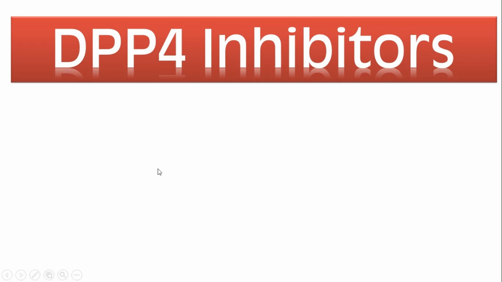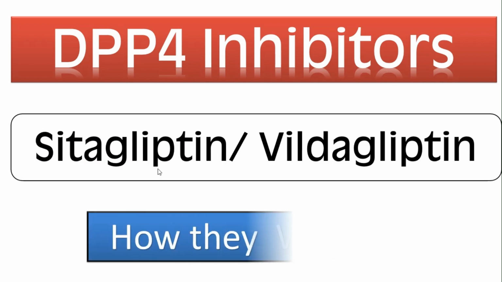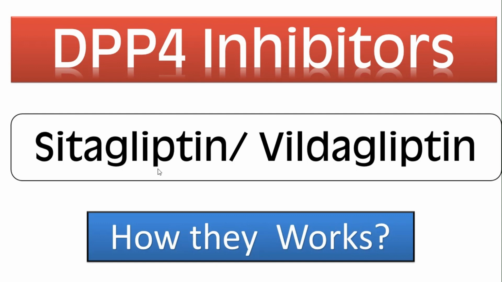Hello friends, today we'll discuss the anti-diabetic class of drug DPP-4 inhibitors. Drugs like Sitagliptin, Vildagliptin, Saxagliptin, Linagliptin come under this category. Let's see how the DPP-4 inhibitors work.